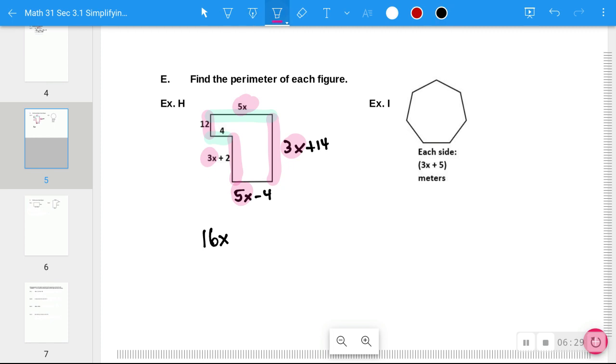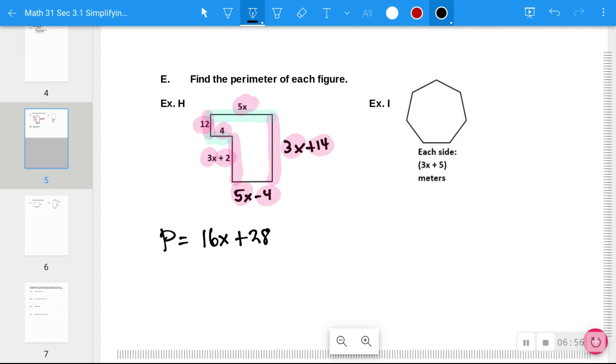Now let's add up the other terms. 14 minus 4 is 10. 10 plus 2 is 12. 12 plus 4 is 16. 16 and 12 is 28. So that's the perimeter of this object. It doesn't tell us the units. We don't know whether they're feet or inches or miles or meters or anything like that.